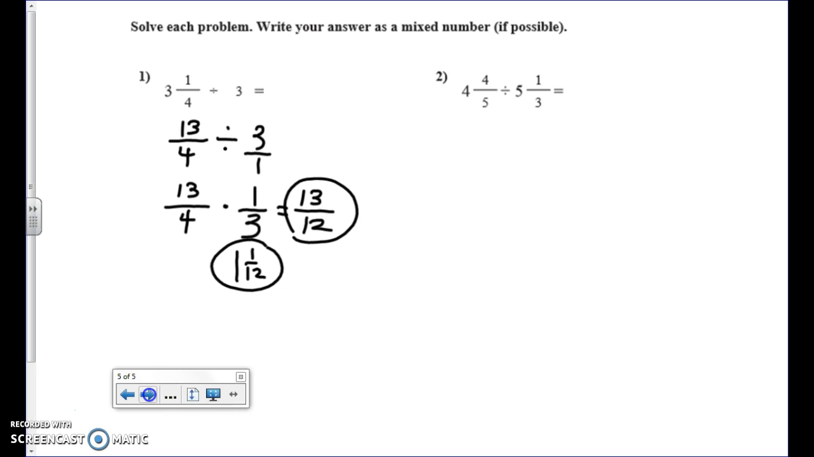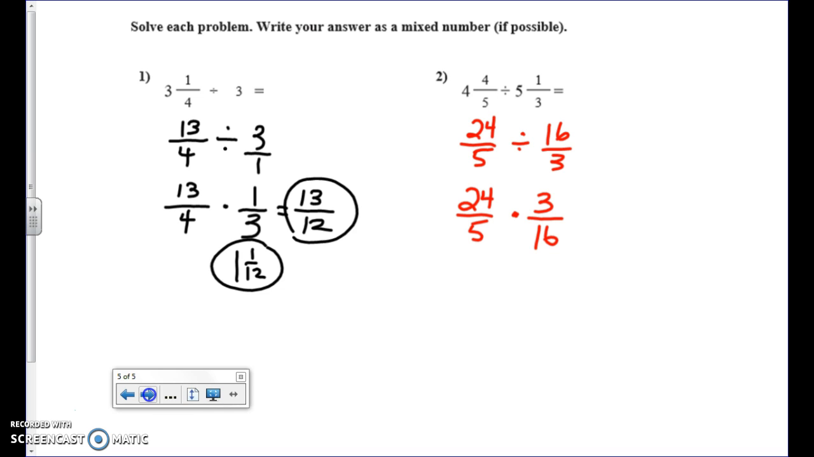5 times 4 plus 4 is 24 fifths, divided by 3 times 5 is 15, plus 1 is 16 thirds. And now I'm going to take 24 fifths, and I'm going to change division to multiplication, and multiply by the reciprocal, which is what that word is called. Now, it's going to be important for me to know how to cross-reduce on these bigger problems, otherwise we're going to have some big numbers to work with.